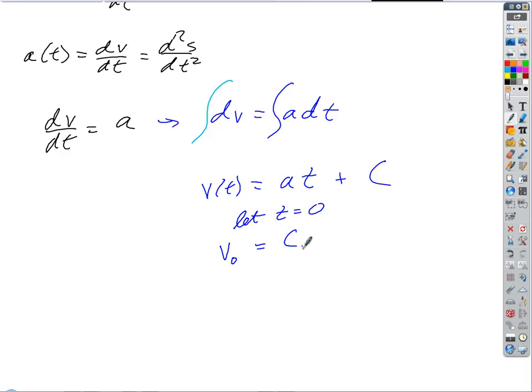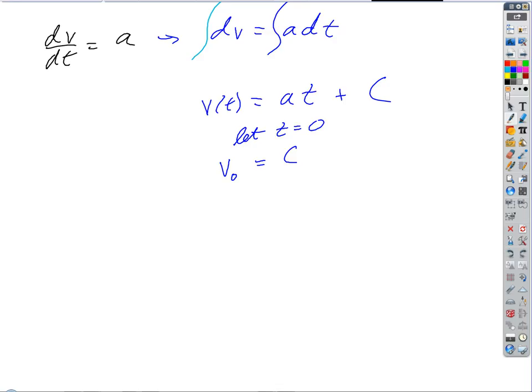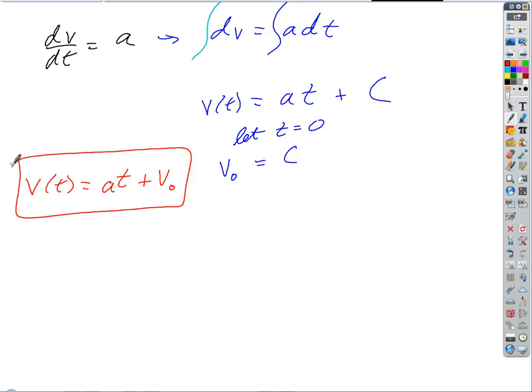Aha, so C represents the initial velocity. Interesting. So then that gives us an important kinematics equation. That tells us that v equals at plus v naught. We just solved that. So those physics people just take things for granted. Okay, well, we can go further than that.